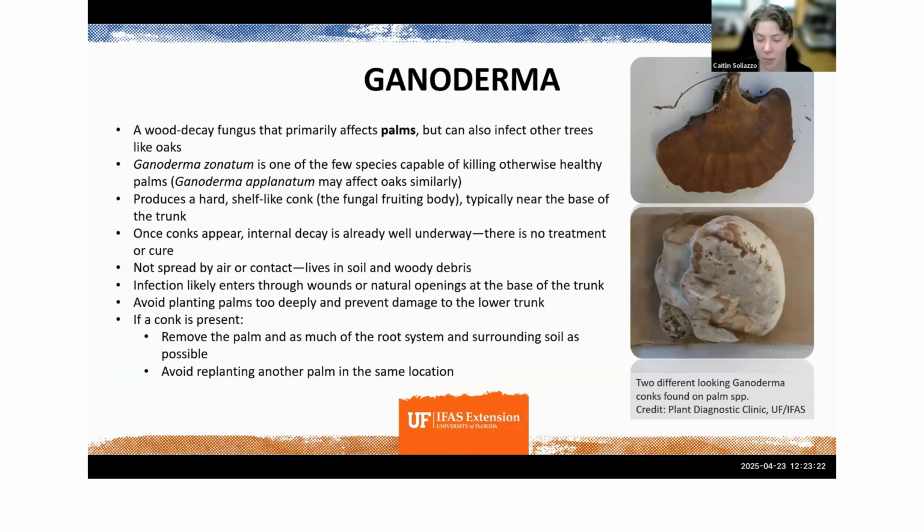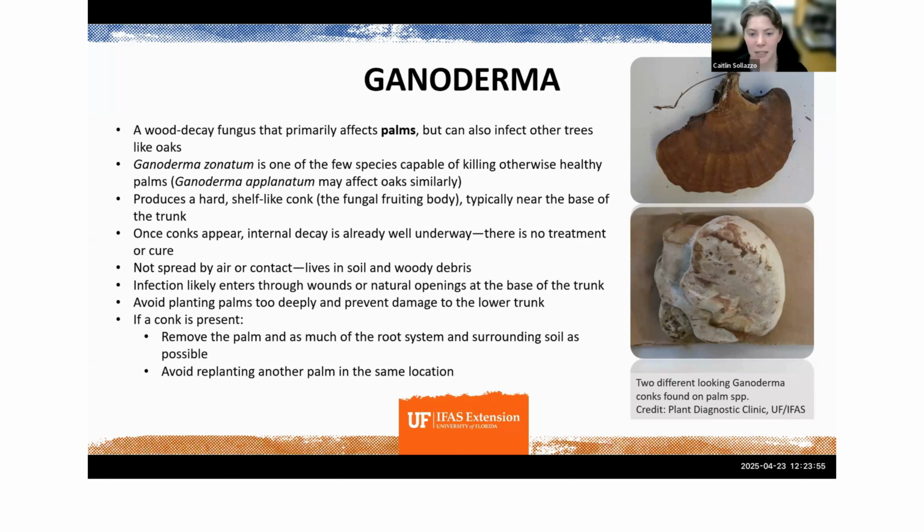All right, so now we're going to talk about Ganoderma, and this is the last main one I'm going to talk about. Very, very common on palms. It's a big concern because people don't like to hear that once they have Ganoderma, they can't plant another palm. So again, there's a lot of different species of Ganoderma. Most of them are just decaying, already dead material. There is one species that affects palms that will kill living palm trees, and that is Ganoderma zonatum.